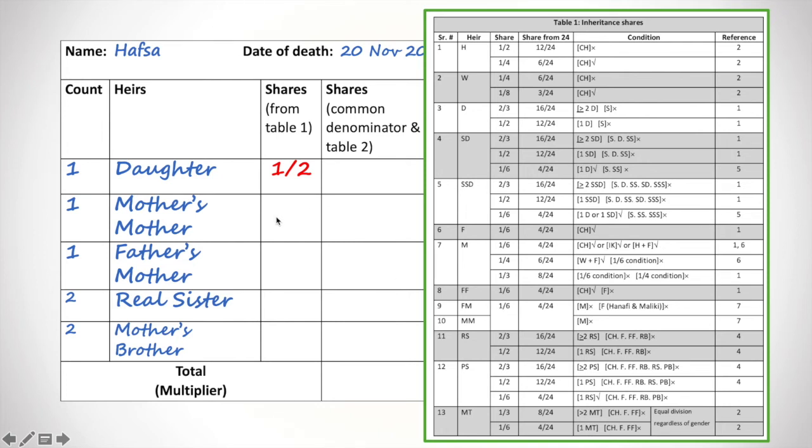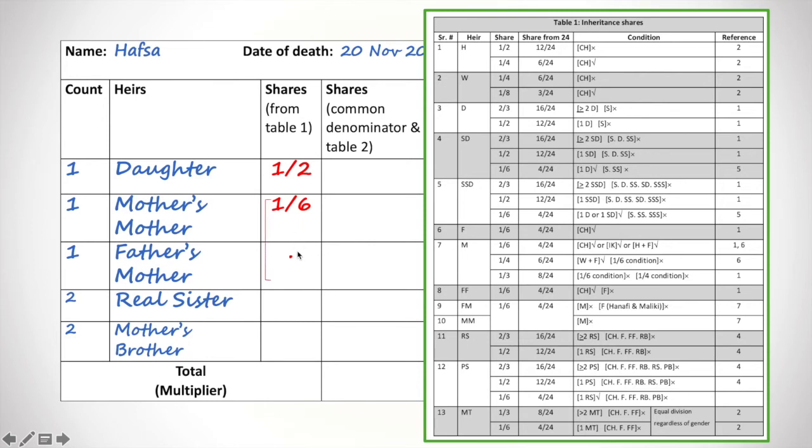So we write 1/6 for mother's mother because she meets the condition, there is no mother present, and father's mother also meets the condition because there is no mother present and no father present either. So they get 1/6, but for father's mother, we put a dot in her place to identify that she also has a share, an equal share from this 1/6.